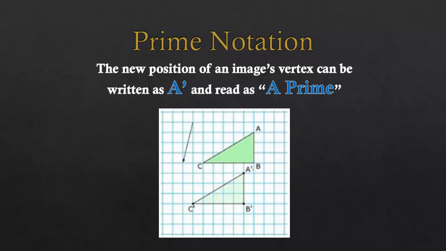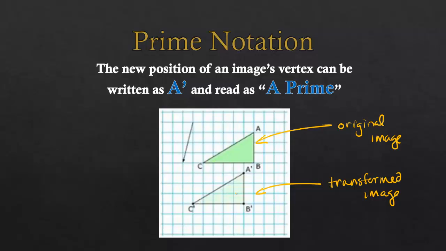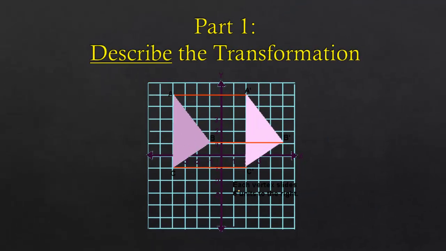All right, so now you'll often see things in this format where you've got A and then you've got A with this apostrophe. That means A prime, and then B, B prime, C, and C prime. This is the original image. This is the transformed image. So this is where you're starting, this is where you're finishing. That's basically what that means.